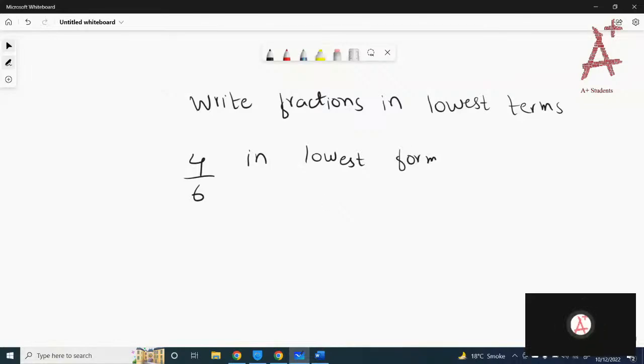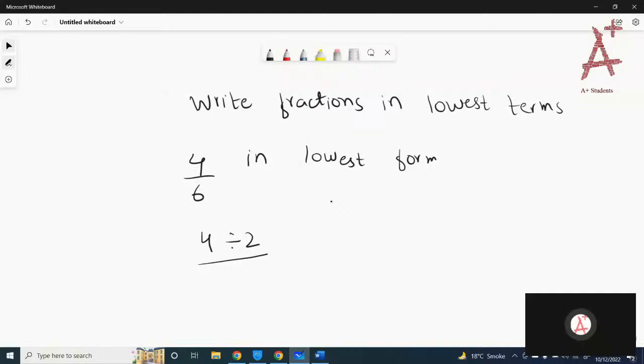A fraction is written in the lowest form when it uses the smallest possible numerator and denominator. Got it? So to put the fraction in lowest form, find the largest number that divides both the numerator and the denominator. Divide both the numerator and denominator by that number. We have to look for the greatest number that can divide both. Which number can divide 4 and 6? It is 2. 2 is the highest number that can divide both numerator and denominator.